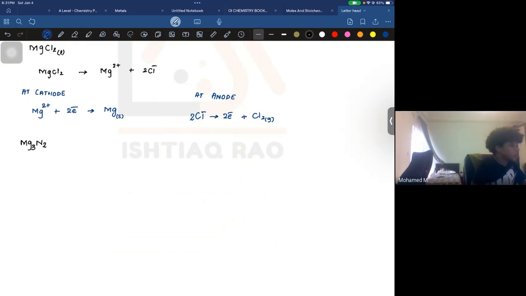Oh, okay. So magnesium nitride. It would be Mg2 plus and N3 minus. At the cathode, magnesium would react with two electrons to form magnesium in its solid state, and at the anode, nitrogen is diatomic, so it would lose electrons to form N2 gas.